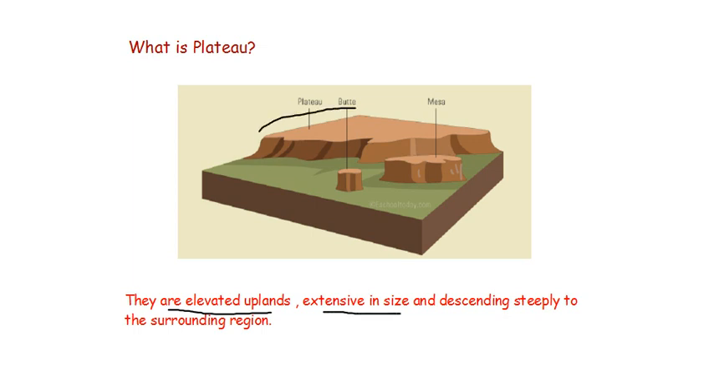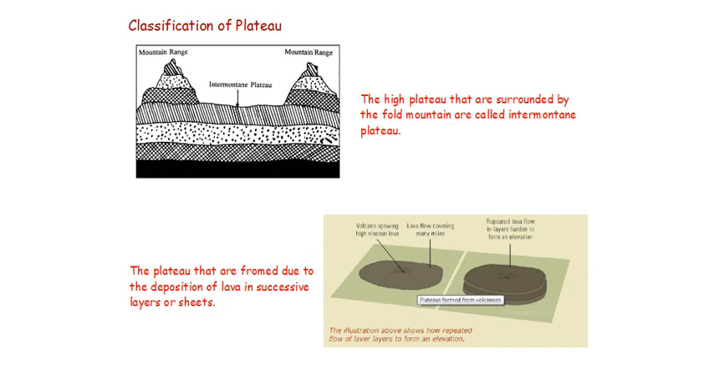This elevated part of the plateau, which is quite higher in comparison to the surrounding plain land, is extensive in size, and the edges of the plateau, the sides of the plateau, are very steep like wall. For that, often we compare a plateau with the table, so we call it tableland. Just like a table, it has a very broad and extensive upper part, and the edges of the plateau are very steep like wall.